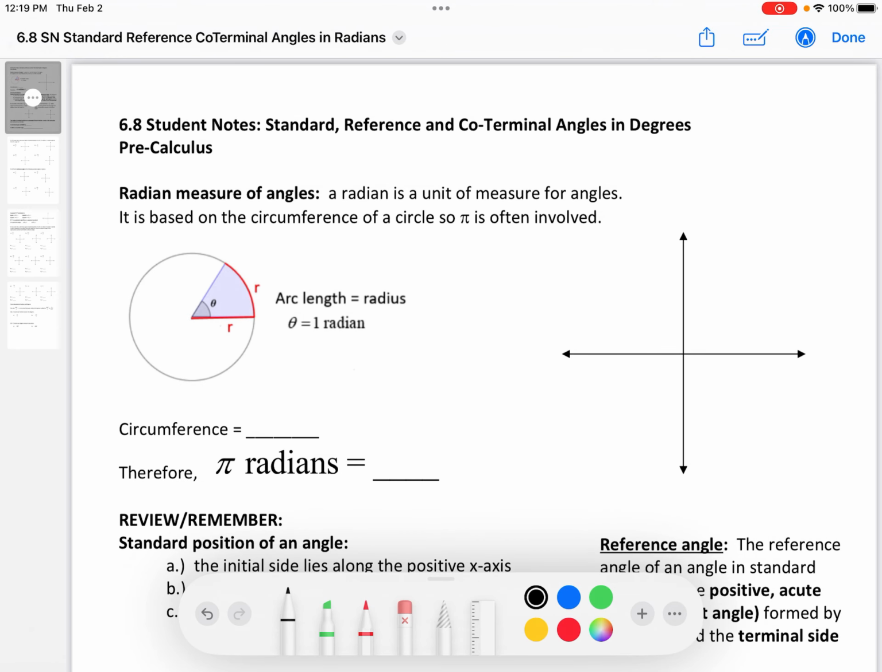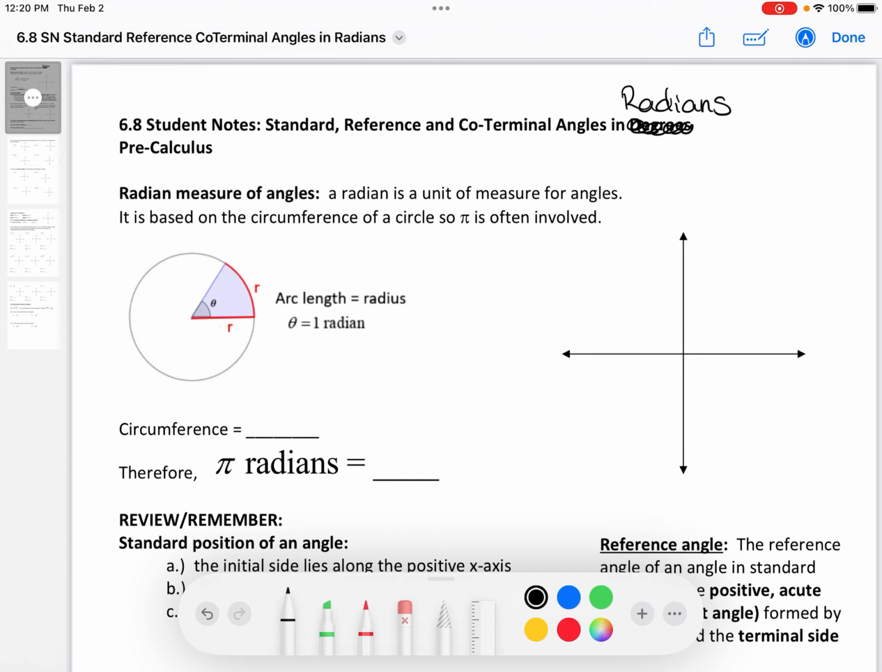All right, y'all, welcome to 6.8 today. We are going to learn about angle measures, standard angles, reference angles, and coterminal angles in radians. So go ahead and help me fix this typo for you. We're going to learn about this in radians.